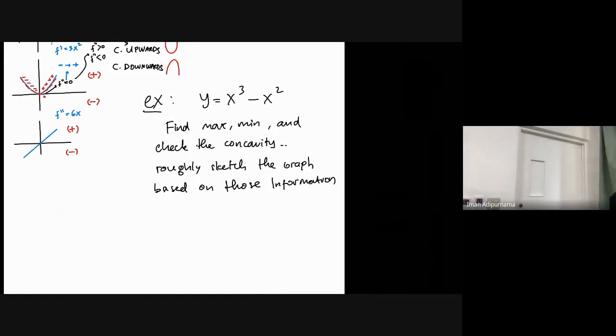I will start just by looking at a simple polynomial function, x cubed minus x squared. Easy to differentiate, right? So I think it will also be easy to analyze and see what I mean by the maximum, minimum, and concavity.